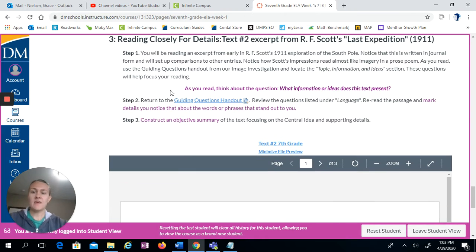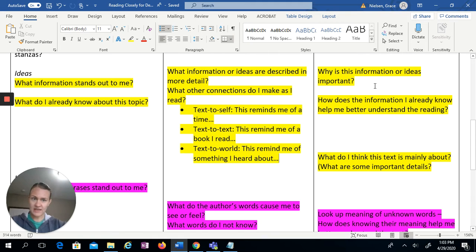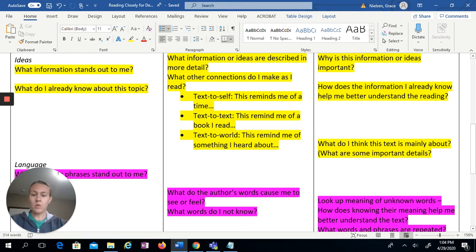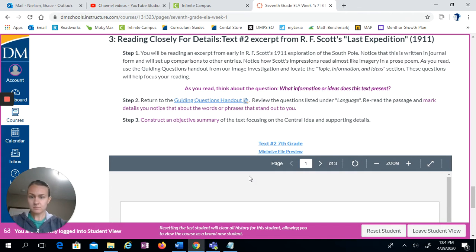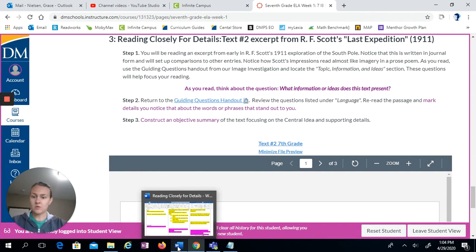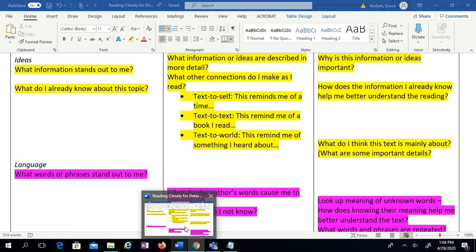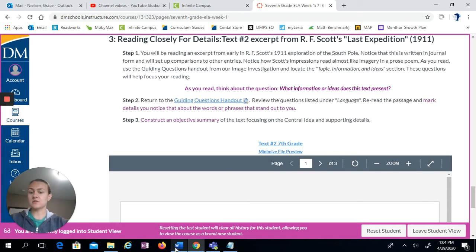All right, then go ahead and think about, why is this information or ideas important? How does the information I already know help me better understand the reading? This could also be, how do those pictures that I saw above help me understand and know what I'm reading in this journal entry? What is the text mainly about? So go ahead and pause the video, take some time. You can either think about it or you can jot down some of your answers to those questions.